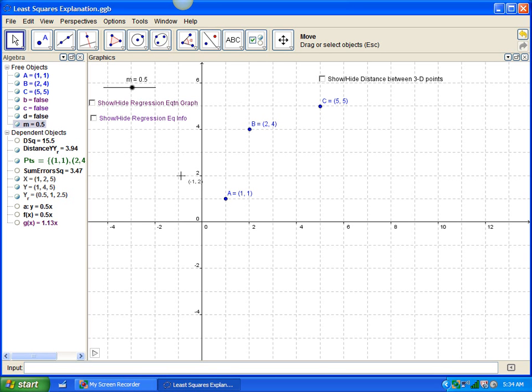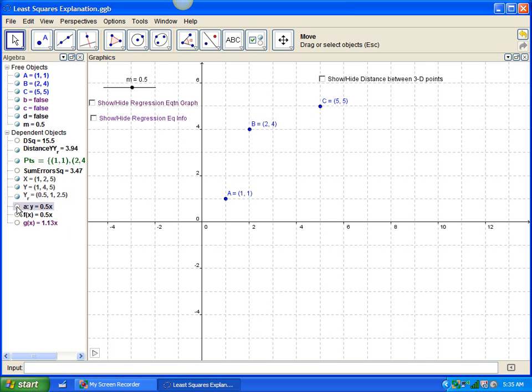Let's start with 3 points. Any 3 points in our xy plane here, I've got A, B, and C. For convenience, I've made their coordinates integers. So A is (1, 1), B is (2, 4), C is (5, 5). What I would like to do is a regression on this. I'm going to keep it simple, so I'm just going to let my regression function be y = mx. We'll let b equal 0, so there'll only be one parameter to worry about. We won't lose any generality if we do this.